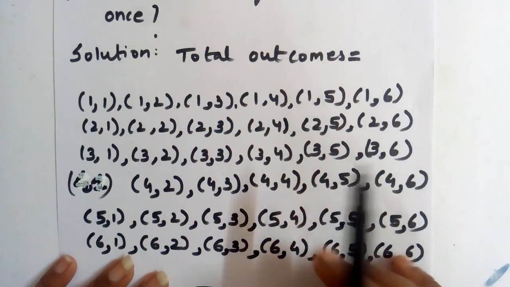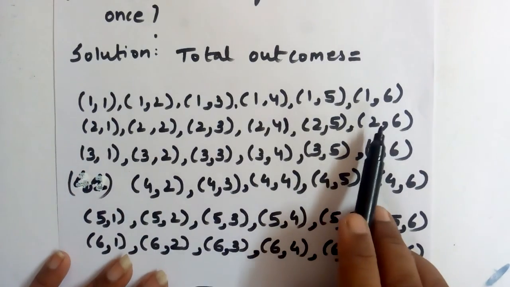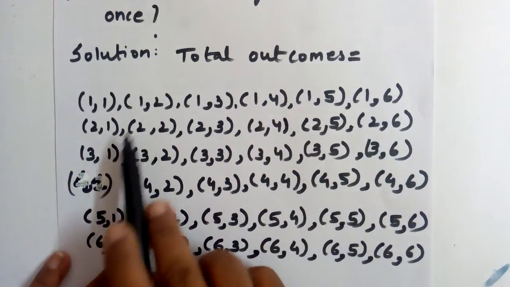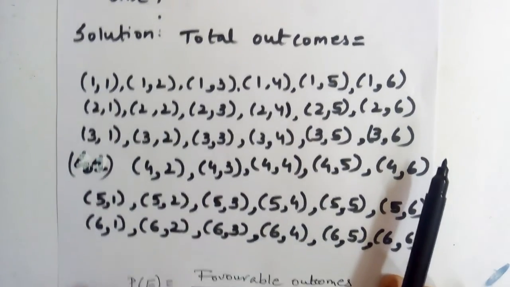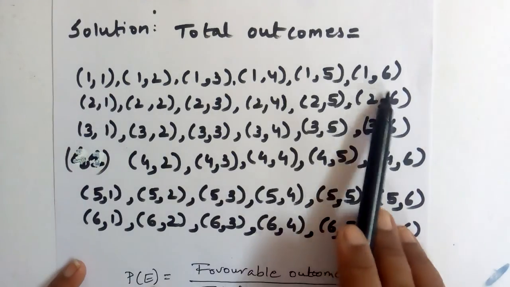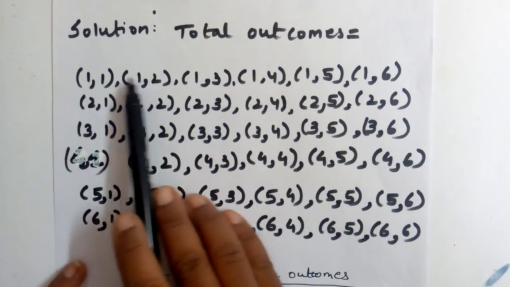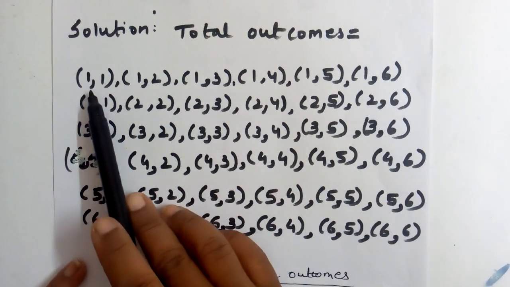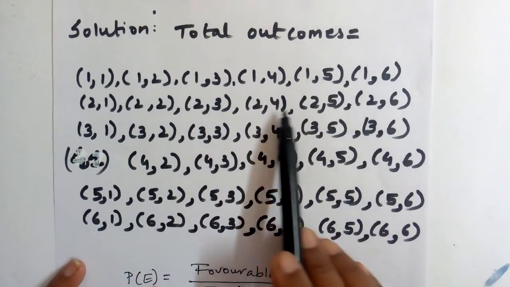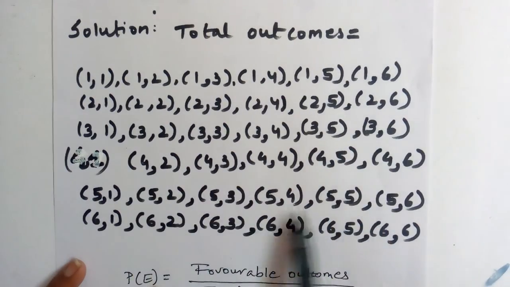In the next case, 2 is on the first die and the numbers are changing on the second die. So we have to take all the cases, and this is the easiest method to write them. First we take 1 for the first die and change the numbers for the second die. Then we take 2 and again change the numbers for the second die. So this is the table.